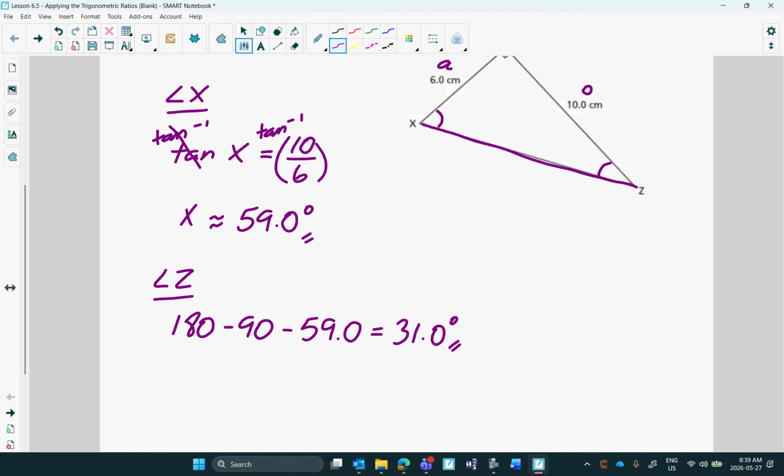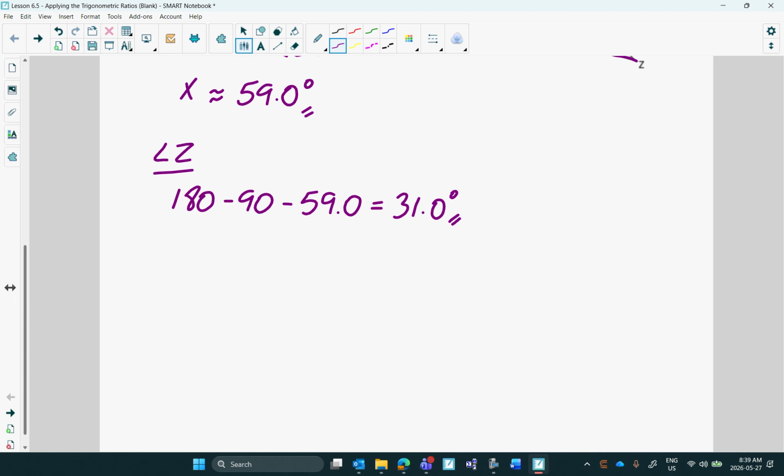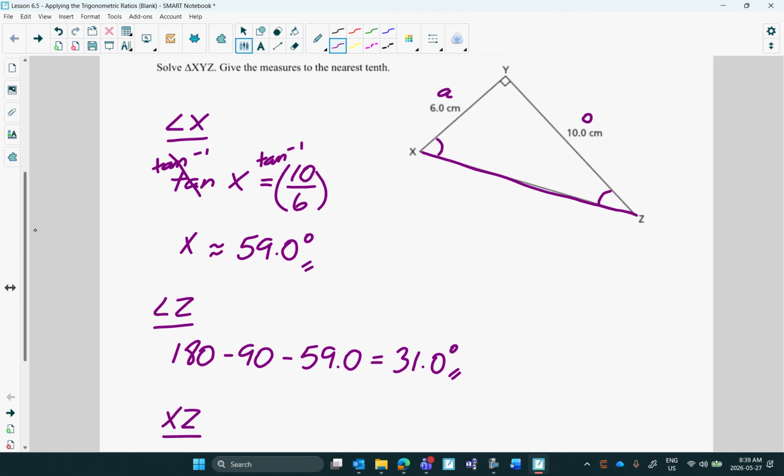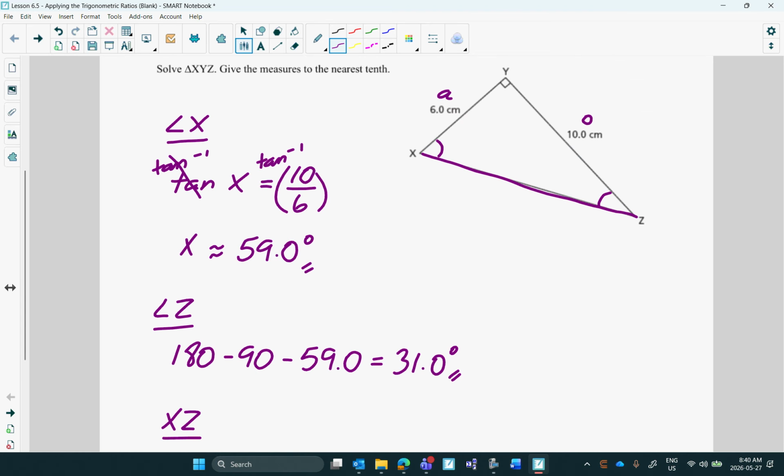Finally, the missing side. Now I got tons of choices. Remember, I know that this is 59.0 degrees now. I know that this is 31.0 degrees. I could use trig. I could use Pythagoras because I know two of the sides. So a squared plus b squared equals c squared. What would you like to do?